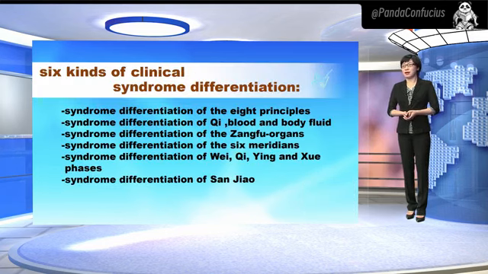There are 6 kinds of clinical syndrome differentiation: syndrome differentiation of the 8 principles, syndrome differentiation of qi, blood and body fluid, syndrome differentiation of 脏腑 organs, syndrome differentiation of the 6 meridians, syndrome differentiation of 卫气营血 (wei, qi, ying, and xue), syndrome differentiation of 三焦.